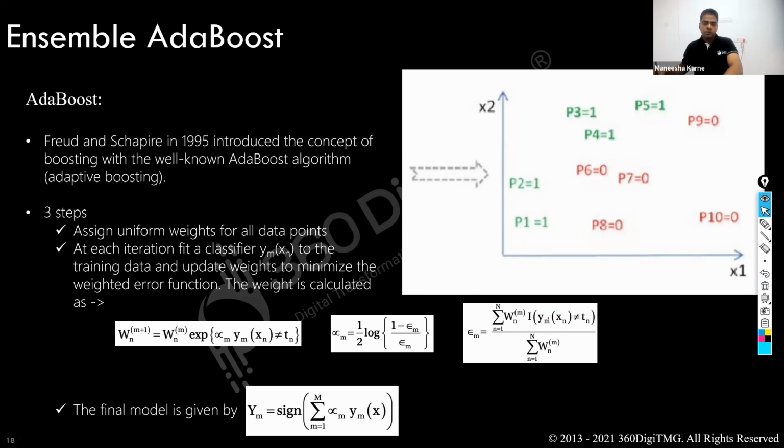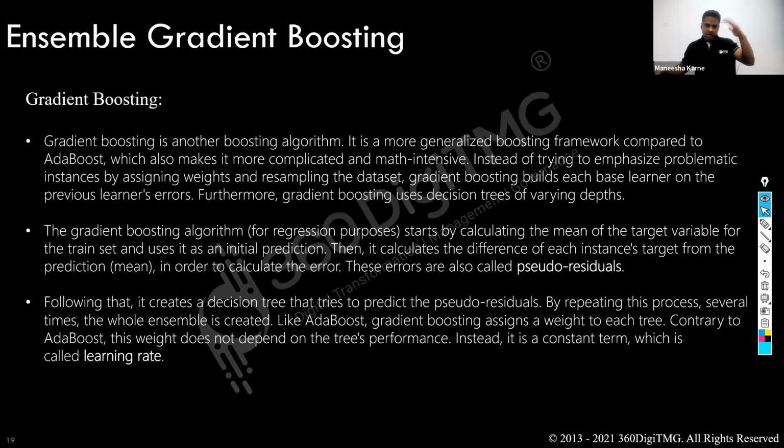But in gradient boosting, you'll have decision trees with varying depths, point number 1. And here, however, in gradient boosting, when we assign the weights to each tree, the weights that we are going to assign will be constant. In AdaBoost, the weights were changing. But in gradient boosting, the weights will be constant. And that constant is called as a learning rate.